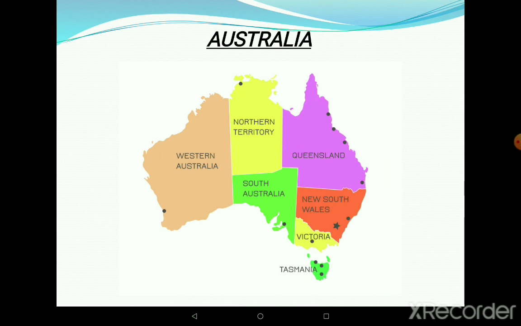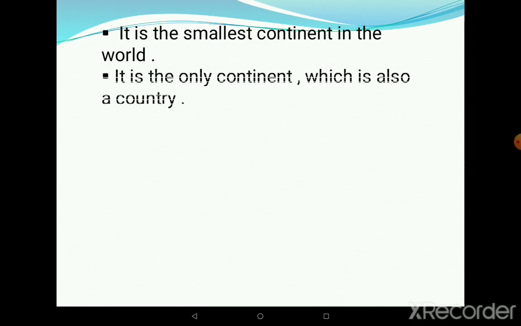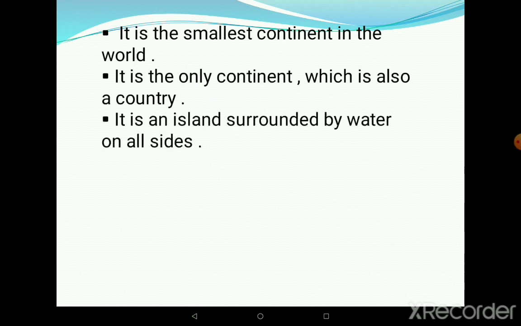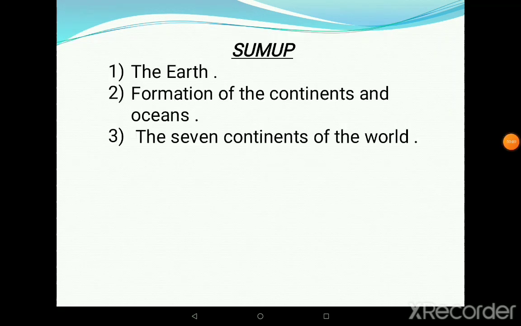Let's learn about the seventh continent, Australia. Australia is the smallest continent in the world. It is the only continent which is also a country. It is an island and is surrounded by water on all sides. Australia is famous for its Great Australian Desert and the Great Barrier Reef.